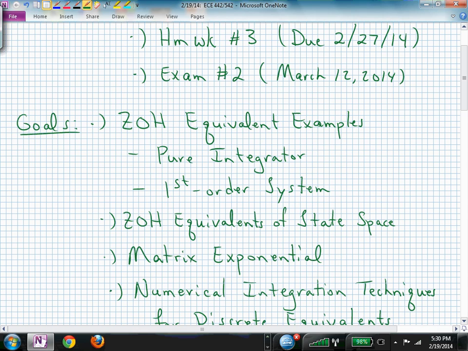Just as a reminder of a couple of upcoming deadlines, you're going to have 2 homework assignments. Homework number 3 is due a week from tomorrow. And then exam number 2 is on the 12th of March.